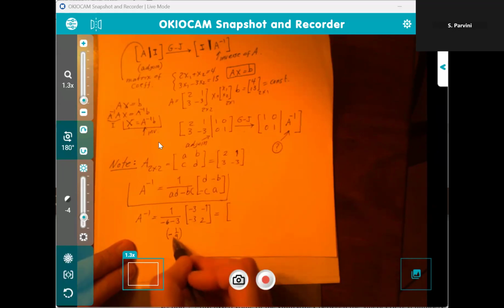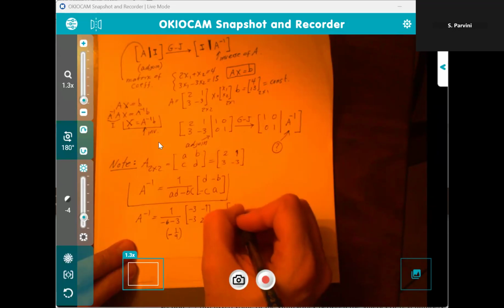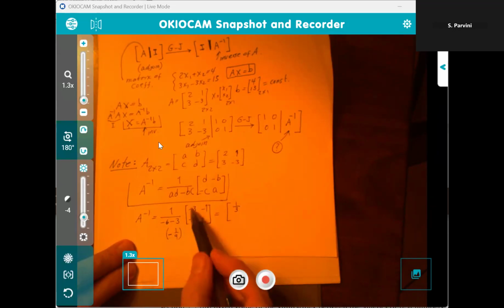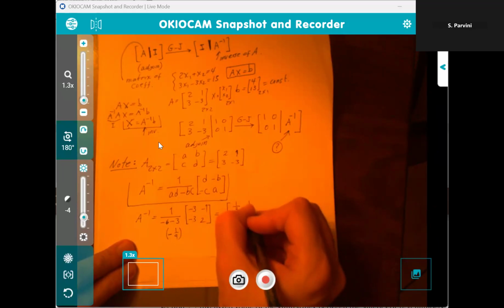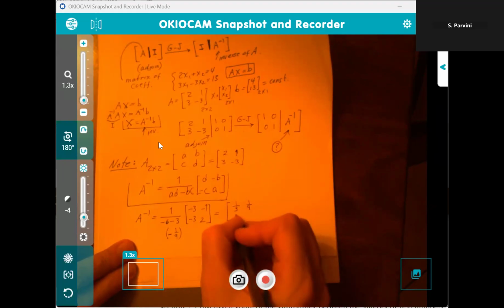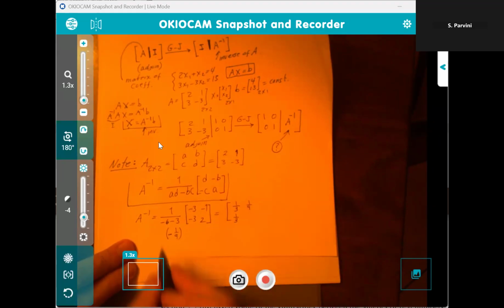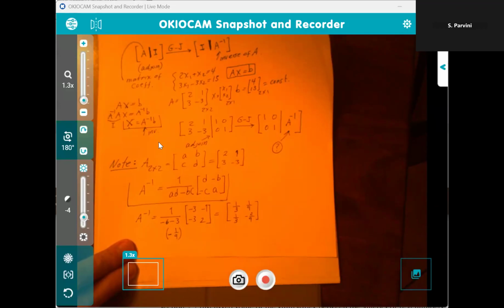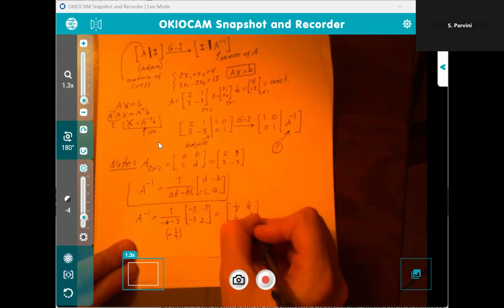So it's -1/9 times -3. That's 3/9 or 1/3 positive. -1/9 times -1, that is 1/9. -1/9 times -3, that's 1/3. -1/9 times 2 is -2/9. And there we have that one. So this is indeed the inverse of this matrix.